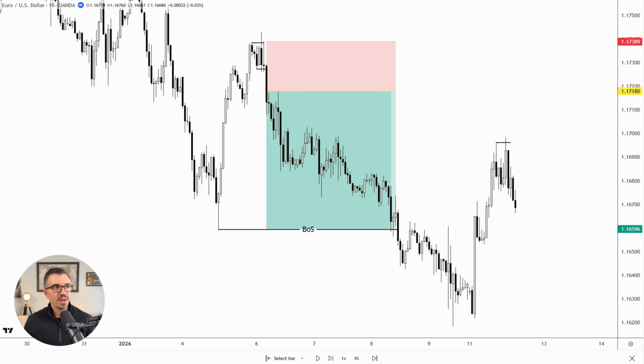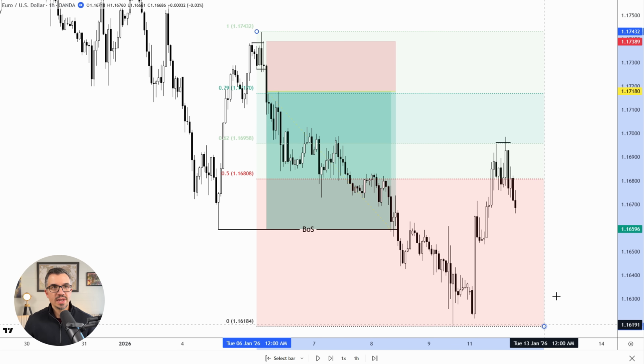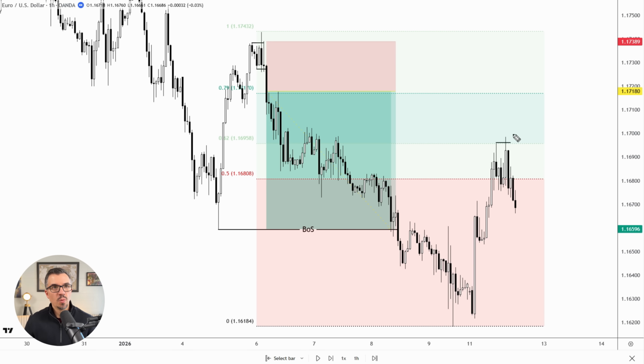So from this high up here down to the low, you can see that right here, this dark green area, once again, is right there in the bottom portion of OTE.